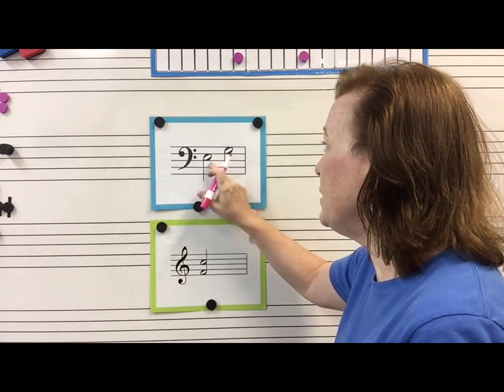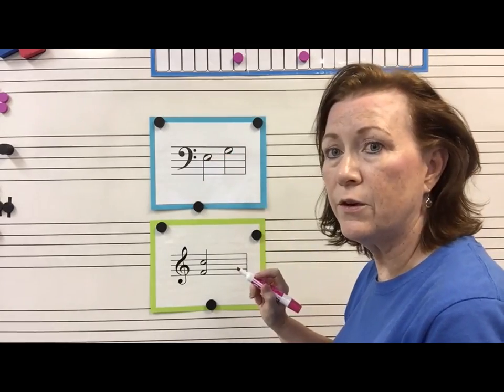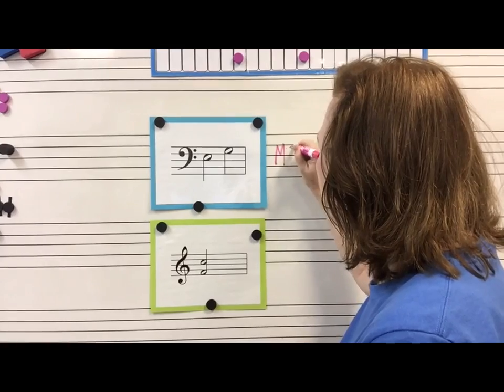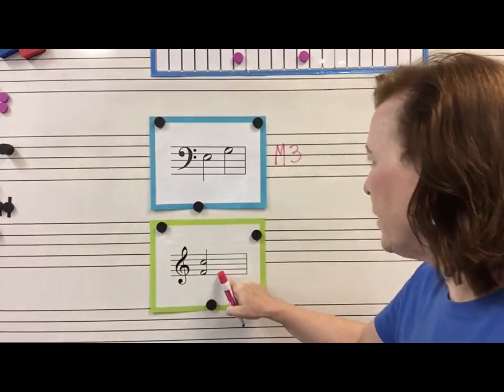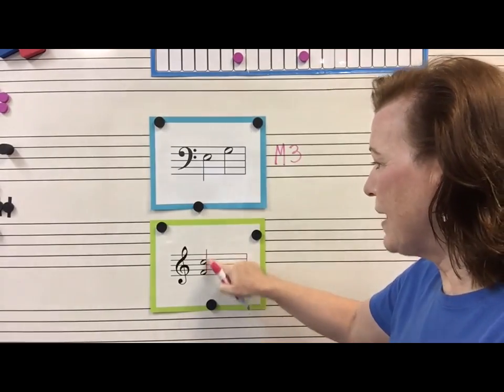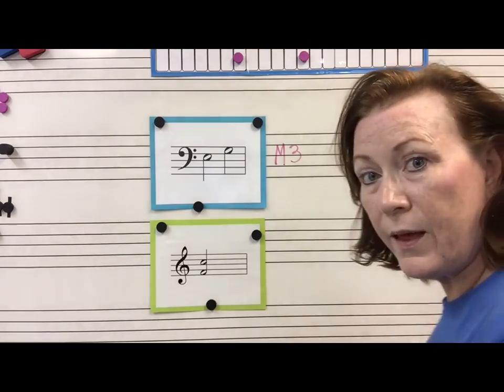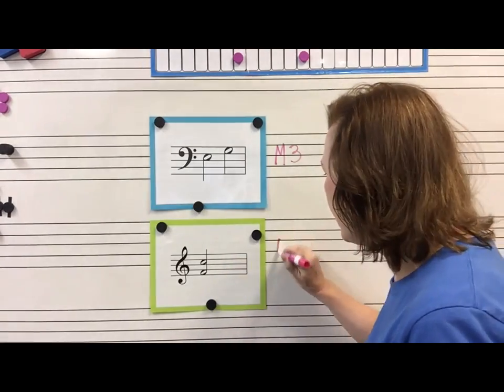And when there's space to space, 1, 2, 3, it's a third. So for this one, we would write M3, melodic third. The one on the bottom, we play at the same time, and they make harmony. When they make harmony and are played at the same time, we call them harmonic.